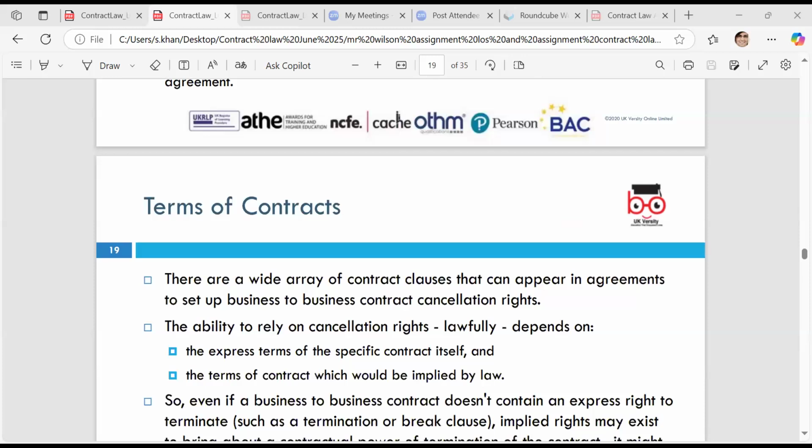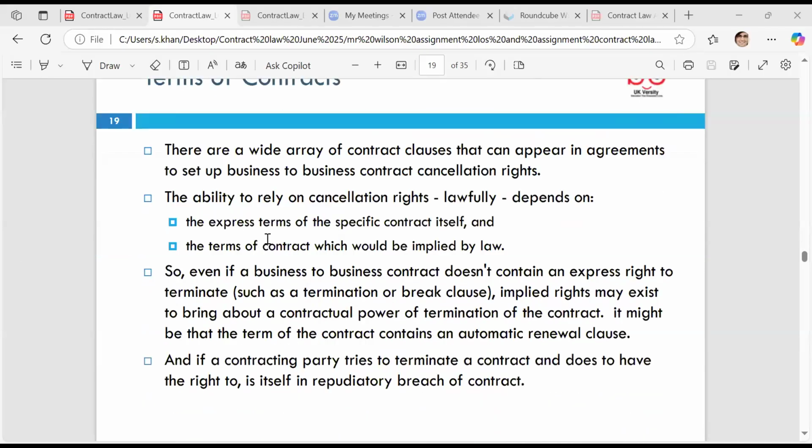Terms of a contract. Contract terms are provisions in the contract that outline the rights and obligations of each party, and they define what each party agrees to do and the consequences. The terms are expressly or impliedly put in by law or custom.